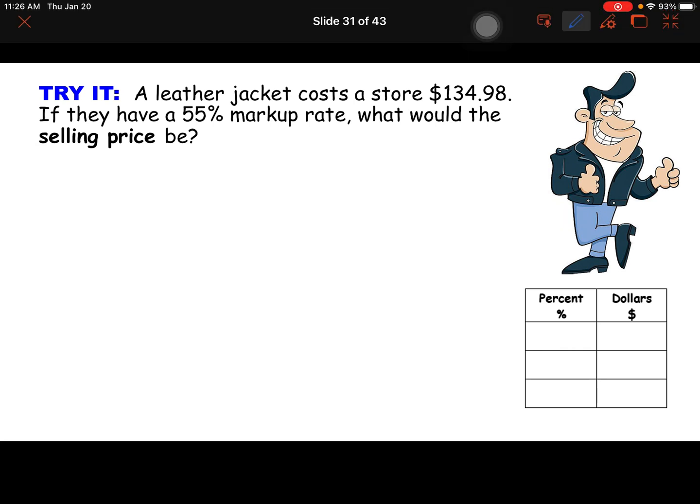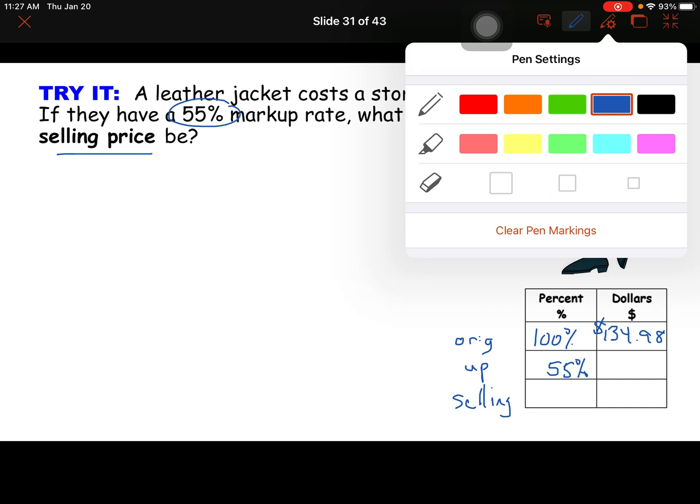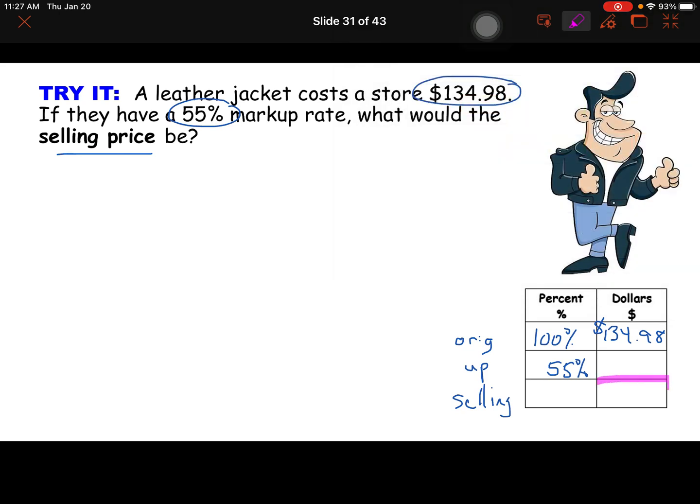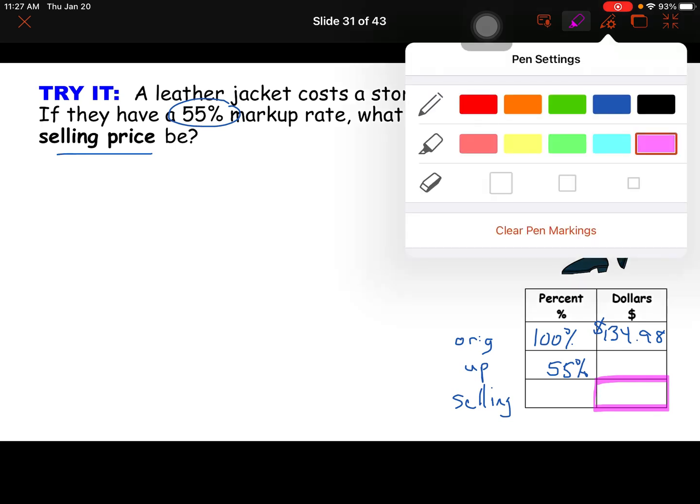On this one, it says a leather jacket costs the store $134.98. They have marked it up 55%. What would the selling price be? So going back down here, I'm going to use the shortcut method. This is the amount we're marking it up, and this is going to be our selling price. Going back to the original question, we have $134.98 written right here. Normally, you'd be paying 100% of that, but they're going to mark it up 55%. Anytime we're looking at this table, what am I trying to find? I'm trying to find this box right here.